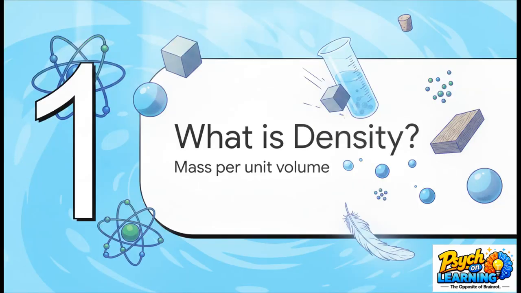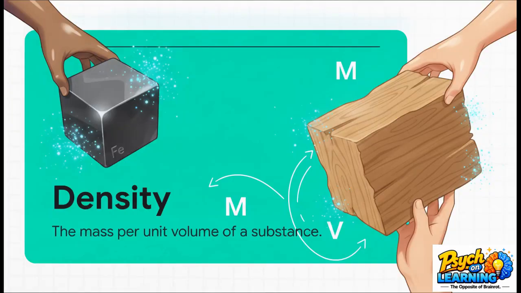All right, section 1. What exactly is density? To really get a feel for density, I want you to picture something in your mind right now. Imagine holding a 1 kilogram block of solid iron in one hand and a 1 kilogram block of wood in the other, okay? Now, they have the exact same mass, 1 kilogram, but look at them. The wood takes up way more space, right? It has a much larger volume. And this is simply because iron has a higher density.